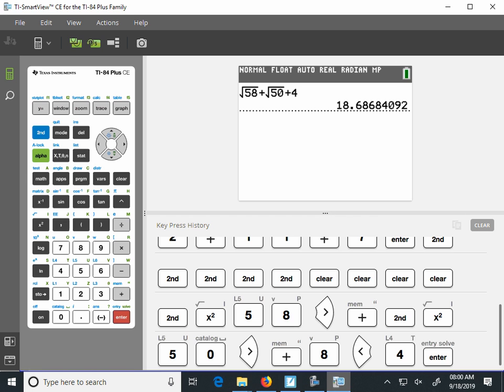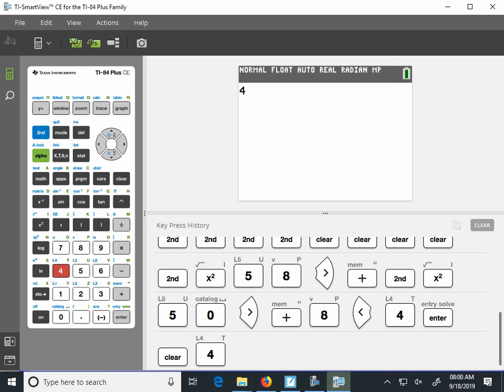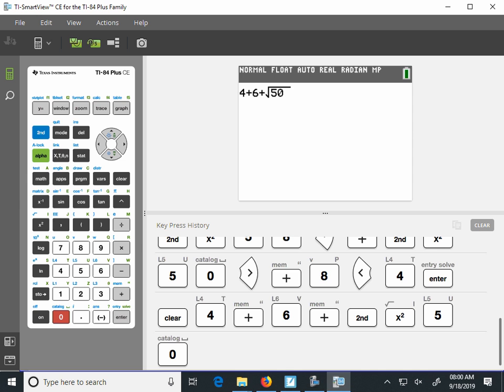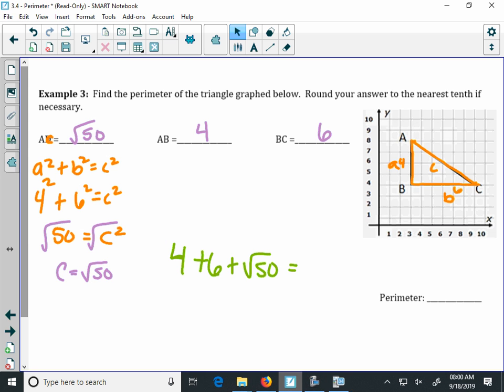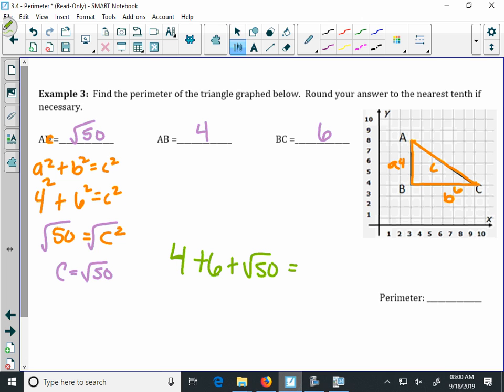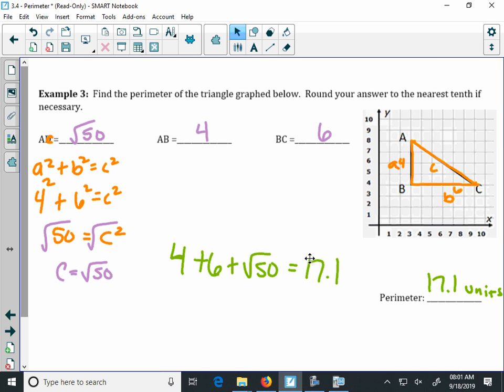And you're using your graphing calculator. 4 plus 6 plus second radical 50. You don't have to arrow out here because your radical is at the very end. What did the directions say to round to? Nearest tenth. So if we rounded this to the nearest tenth, it would bump it up to a what? 1. So it's 17.1. So the perimeter is 17.1, again in units. Not a big deal if you forget that. Questions after that?